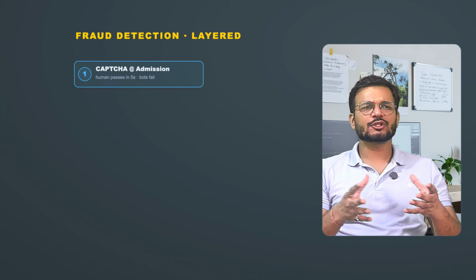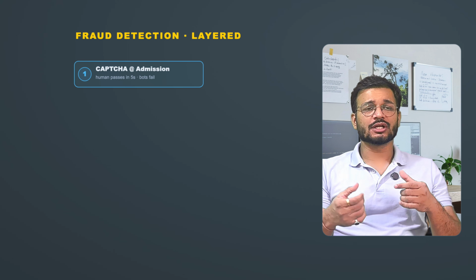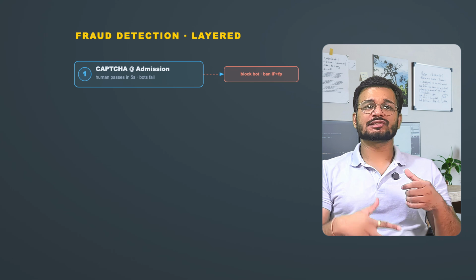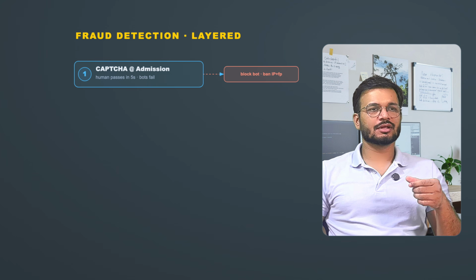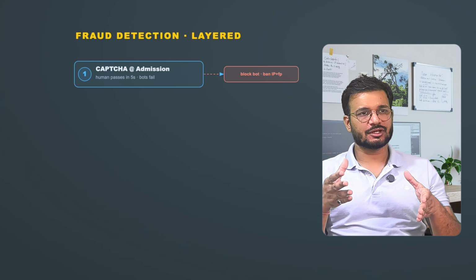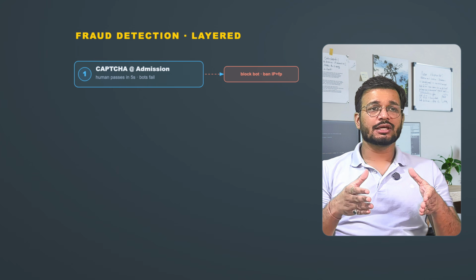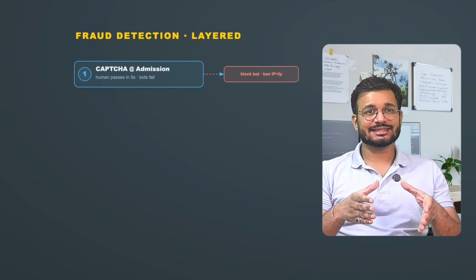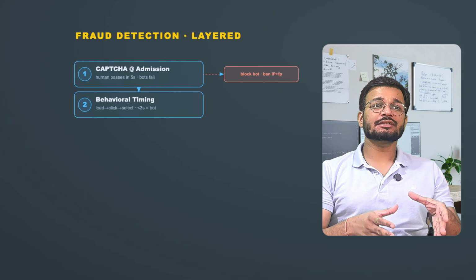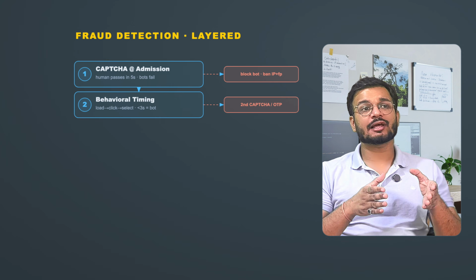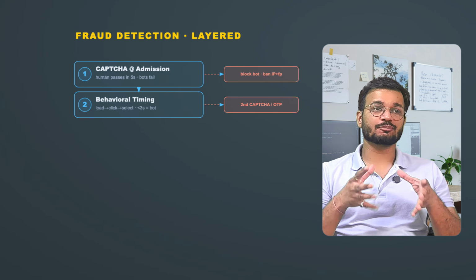The next main component is fraud detection. Scalpers are a serious problem. They use bots to automate the entire flow: join the queue, get admission tokens, select seats and check out. Some techniques to detect and block them. First is captcha at admission. When a user is admitted from the queue, before they get the admission token, they complete a captcha. Bots fail captchas. Humans pass them in 5 seconds. This single step catches the majority of the naive bots.